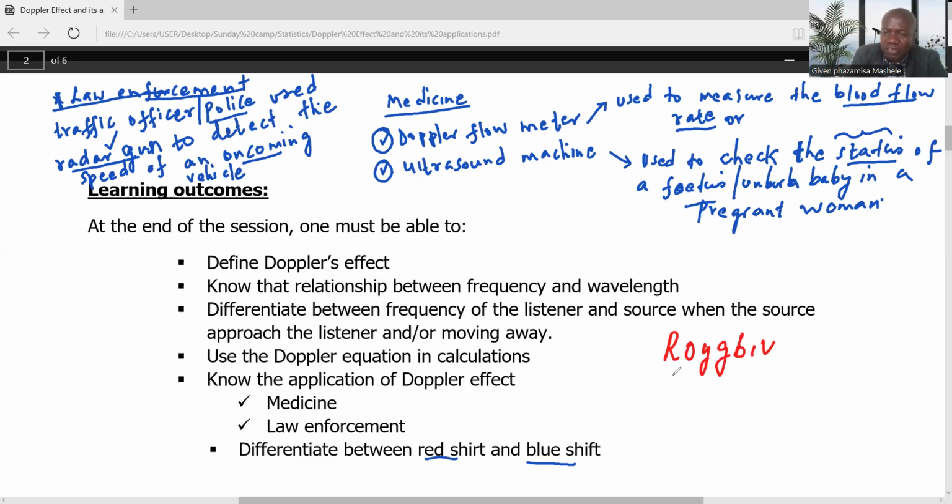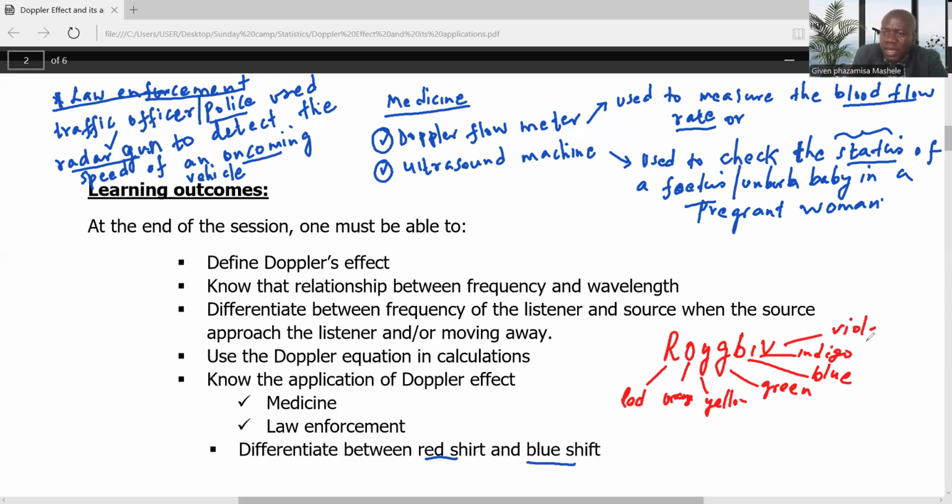Roy G. Biv, which represents R, it's red, O, it's orange, then Y, it's yellow, this is green, and this is blue. Then we have indigo, and lastly, we have violet.